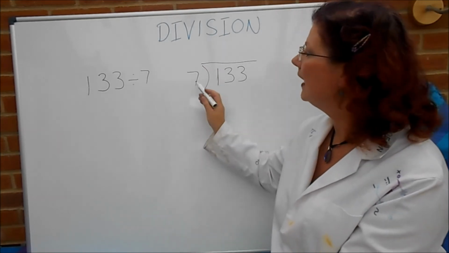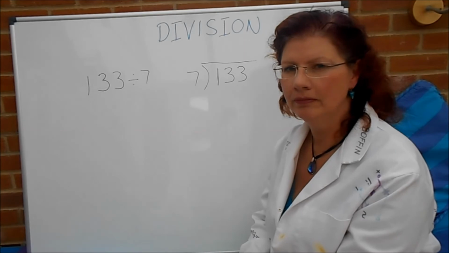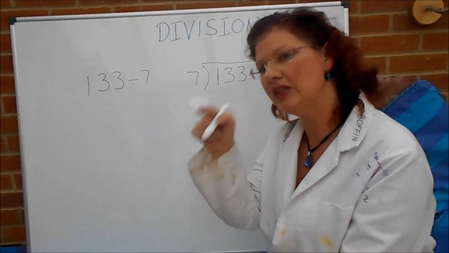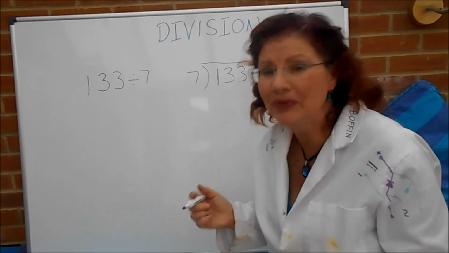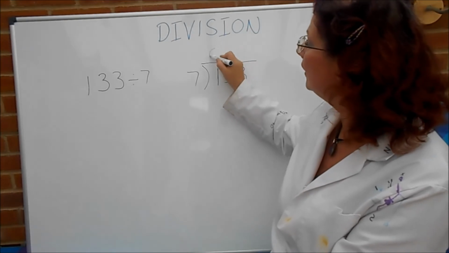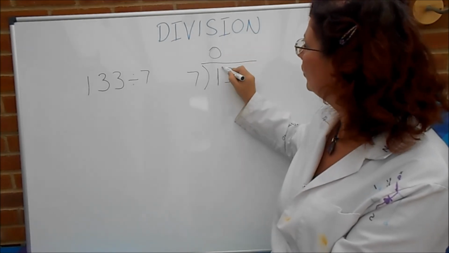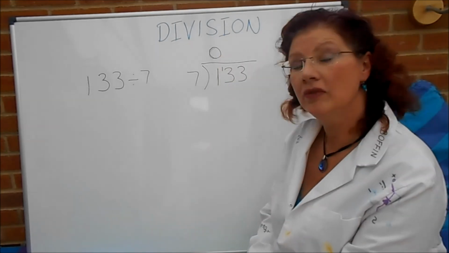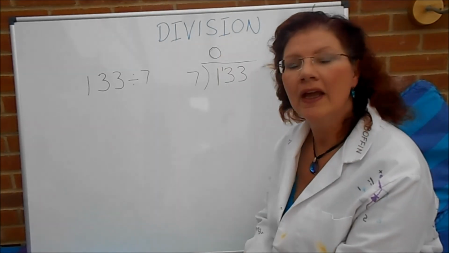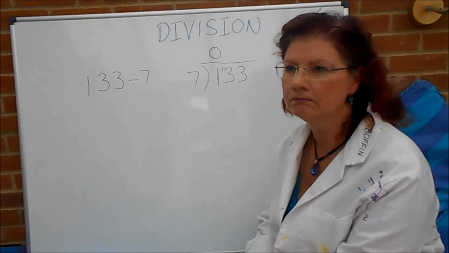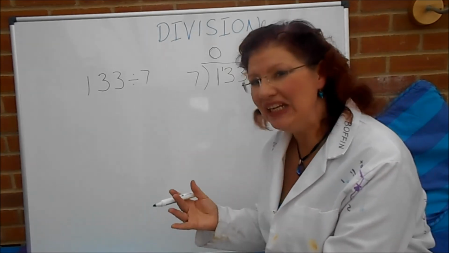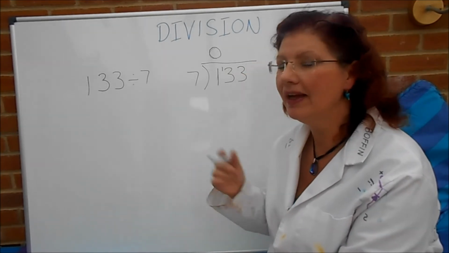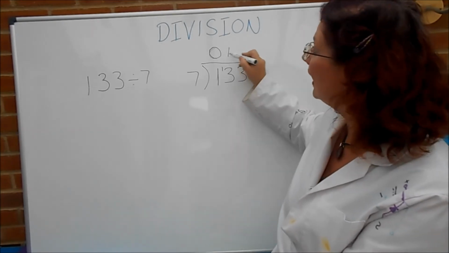And now we say, how many 7s in 1? Not how many 1s in 7, how many 7s in 1? Well, there aren't any. There's no 7s in 1, so we'll put a 0 down. There are no 7s, and there's 1 left over. So now we've got a 13. How many 7s in 13? Well, there's nearly 2 7s, because 2 7s are 14, but actually there's only 1. And 6 left over.